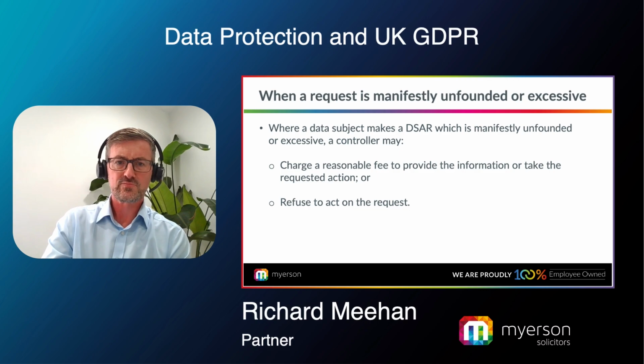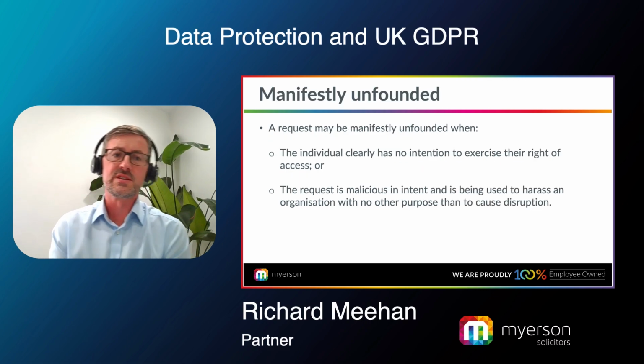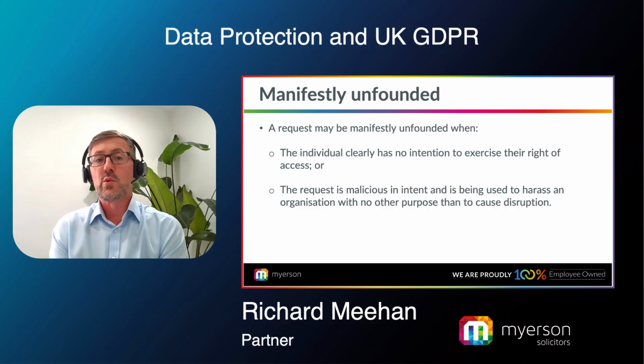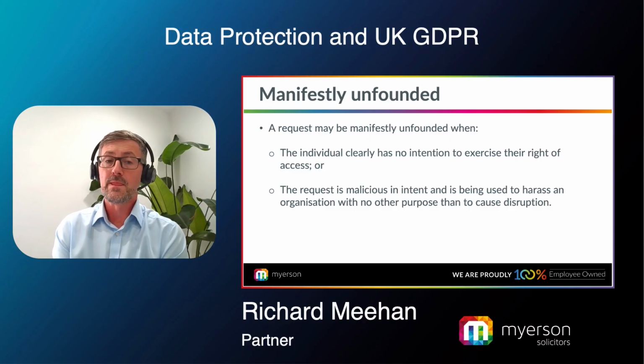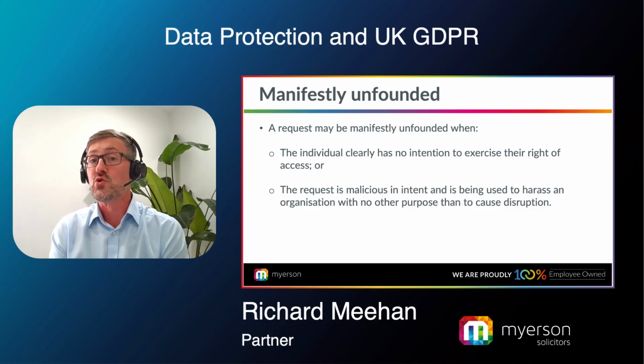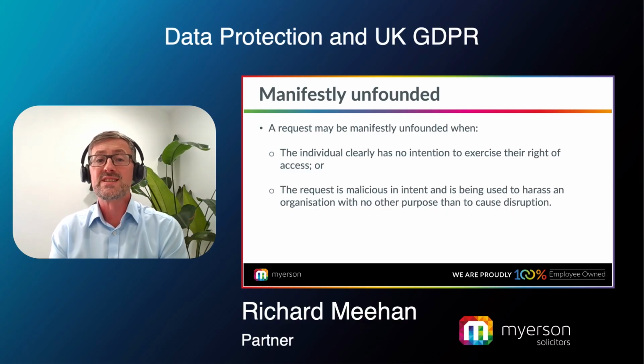Now, before doing either of those things, it's important to be very confident that the relevant exceptions apply. The ICO has published guidance on when a request might be manifestly unfounded. A request can be manifestly unfounded if the individual clearly has no intention to exercise their rights of access. For example, they've made a request and then say they'll withdraw it for some form of benefit. A request can be refused if the request is malicious in its intent and it's just being used to harass an organization with no other real purpose behind it than to cause a business disruption.